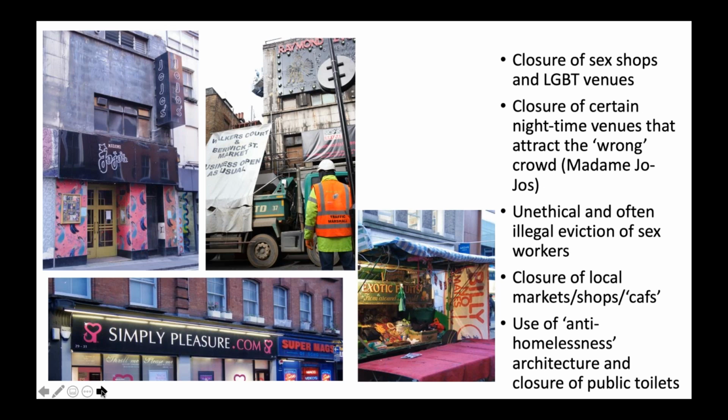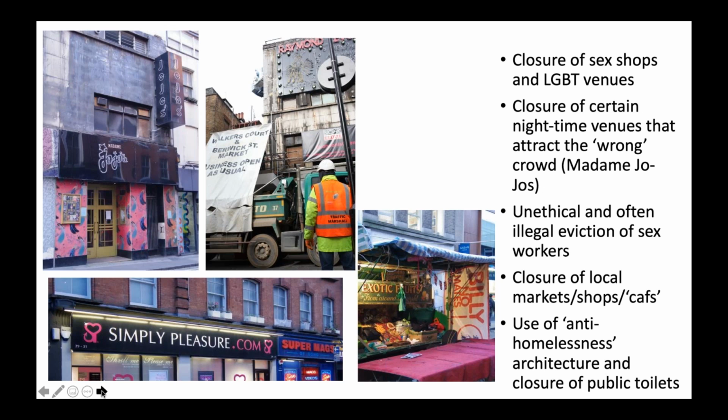So as we walked and mapped over this 3-year period, what we started to notice was that there were a number of venues that were closing, and venues that were quite important to different communities. So we saw sex shops closing and LGBT venues closing. We saw the closure of certain nighttime venues that attracted the wrong kind of crowd. So Soho Estates and Westminster City Council really want a middle class, very genteel, very wealthy mix of tourists and people moving through this space.